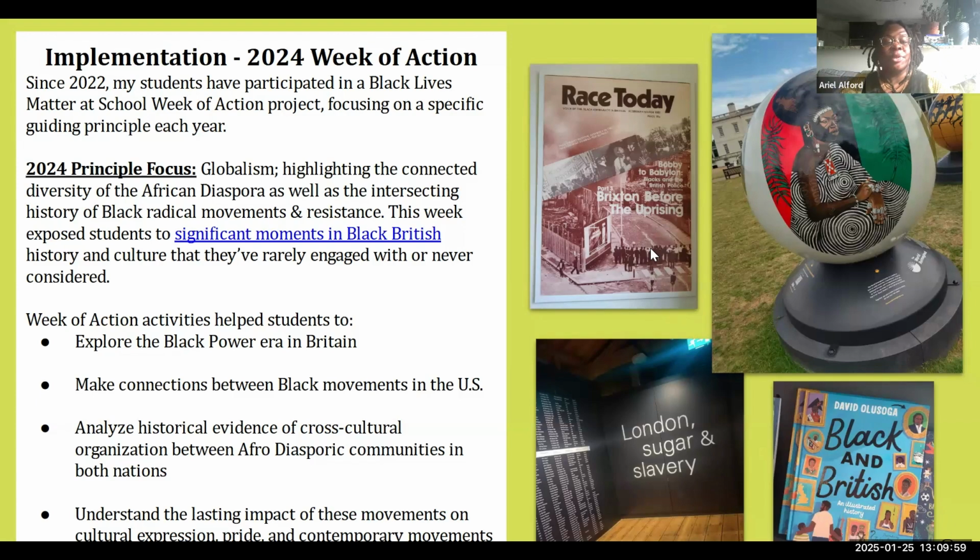It helped them make connections between Black movements in the US, analyze historical evidence of cross-cultural organization between Afro-diasporic communities in both nations, and then understand the lasting impact of these movements on cultural expression, pride, and contemporary movements.